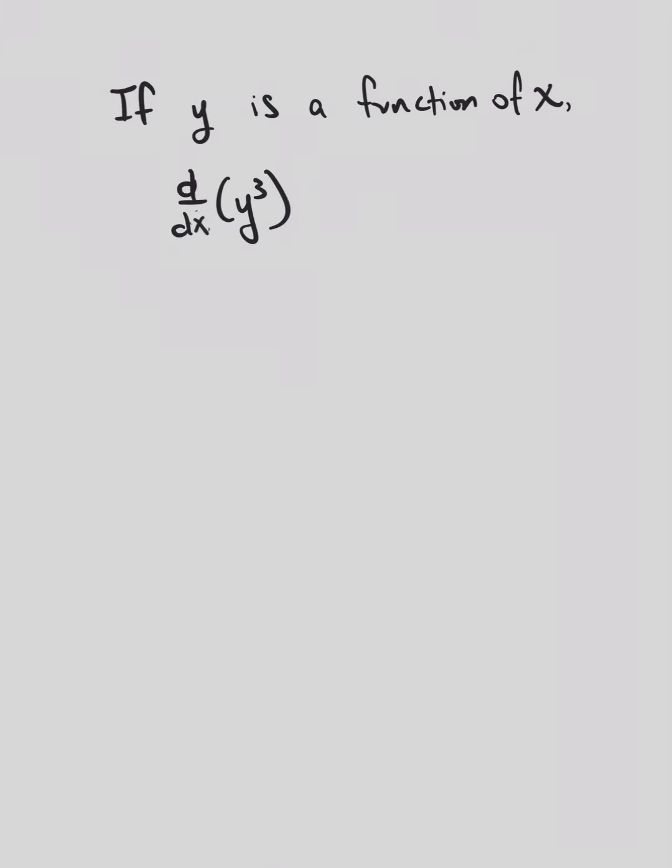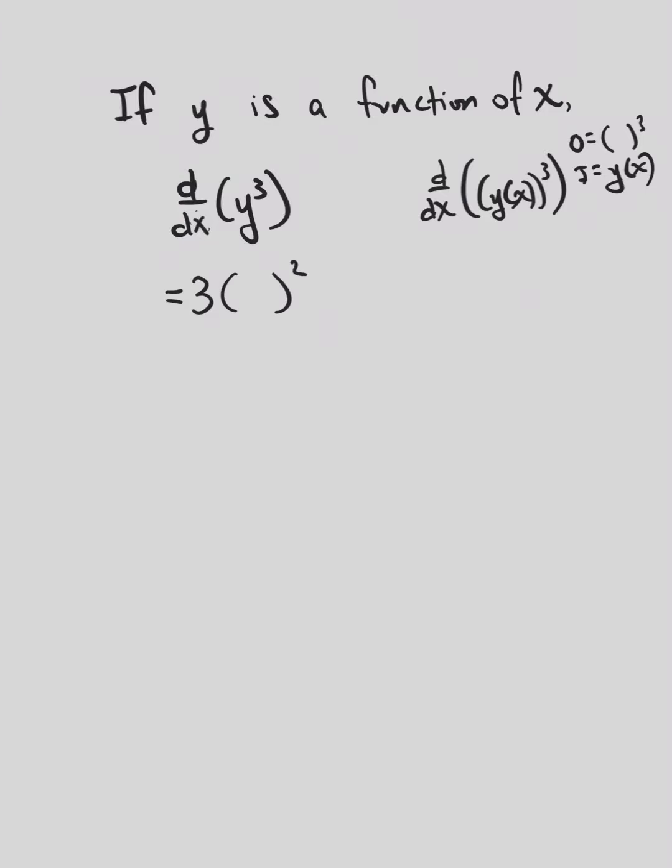Same thing here. If I tell you that y is a function of x, now this is that dependent variable, that v that I was talking about. So if you need to, you could think about this as being d/dx of y of x to the third. And there your outside function is the cubing function, and your inside function is y of x. All right? But the idea here is how do we differentiate that outside function? We do 3 to the squared, like that.